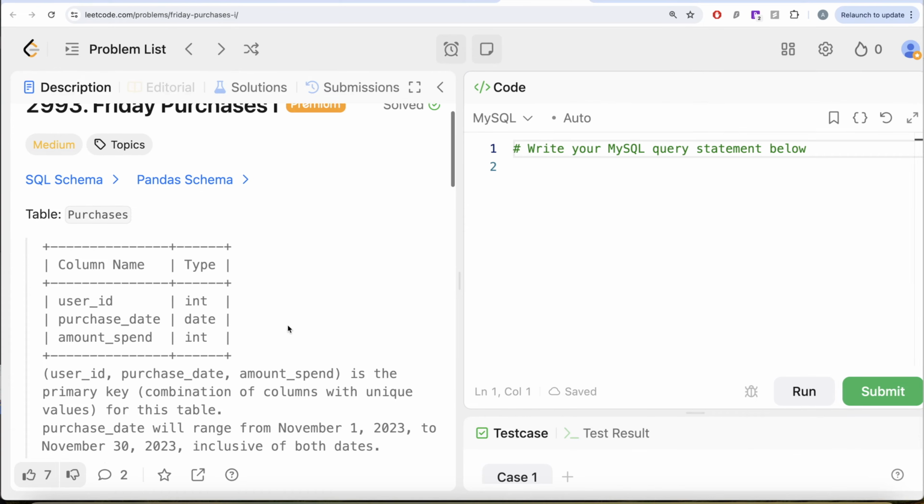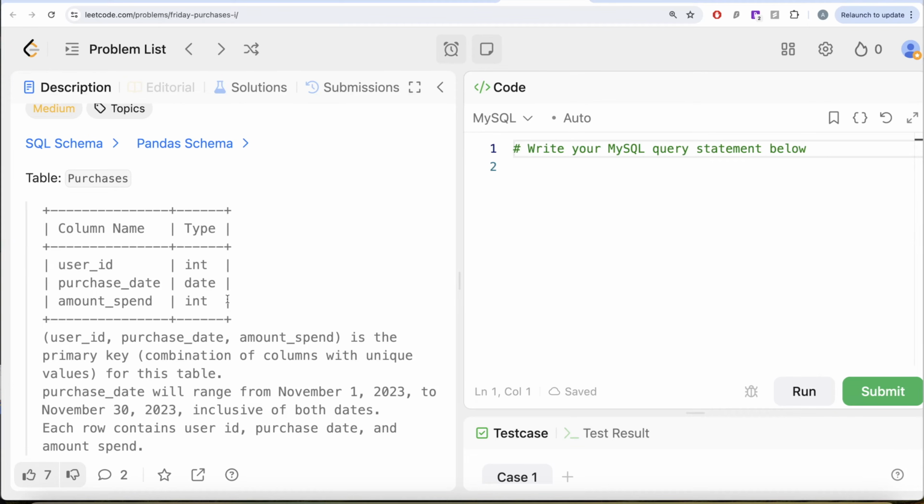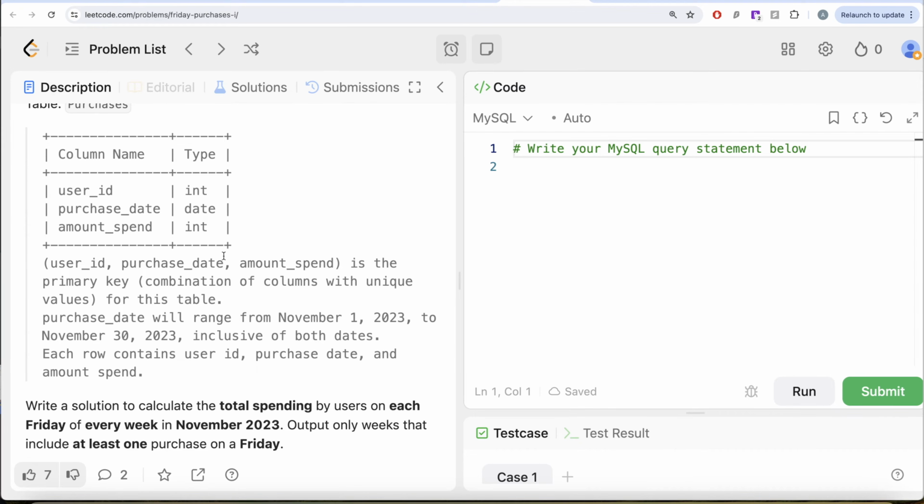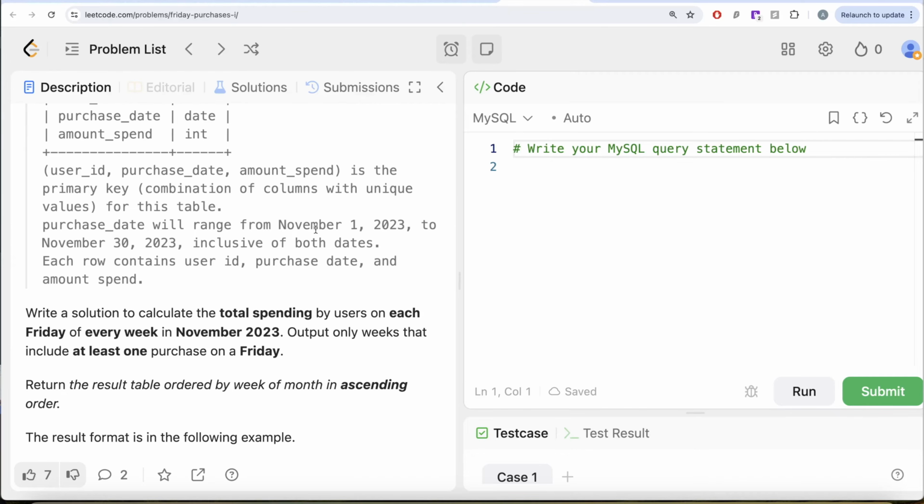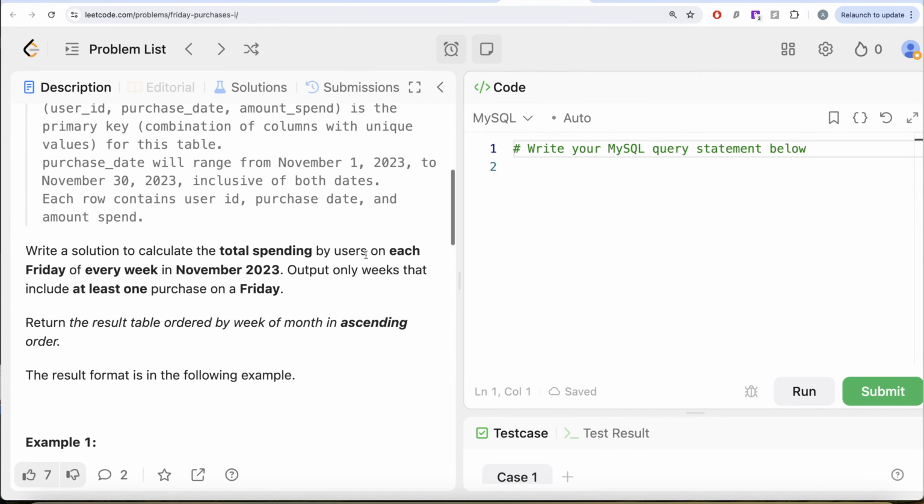Okay, the question reads, we are given a table called purchases with three different columns: user ID, purchase date, and amount spent. The combined columns user ID, purchase date, and amount spent is the primary key for this table. Purchase date will range from November 1, 2023 to November 30, 2023, inclusive of both dates. Each row contains user ID, purchase date, and amount spent.